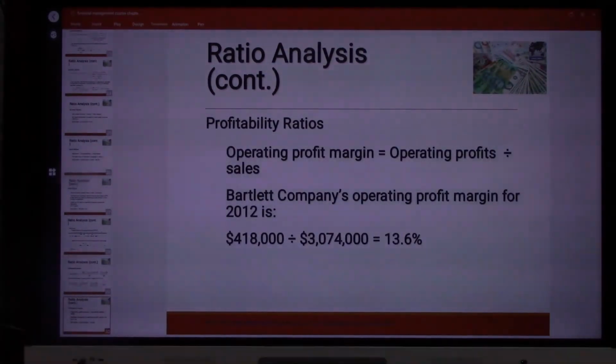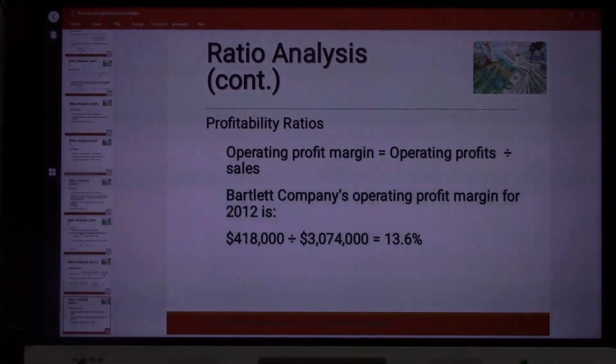Another sub-ratio is called operating profit margin. Operating profit margin is equal to operating profits divided by sales. By substituting using the data, our operating profit margin is equal to 13.6%. It means that for every dollar generated in the shape of sales, our operating profit is equal to 13.6 cents.